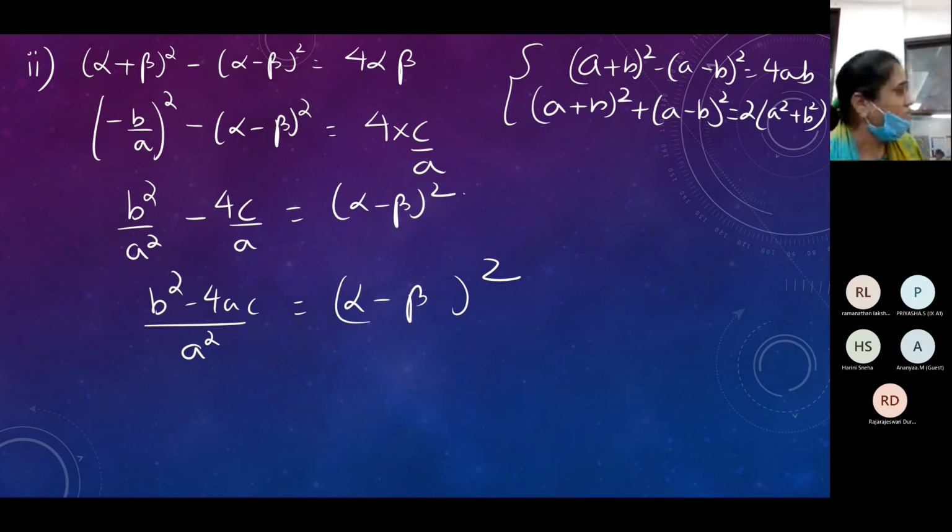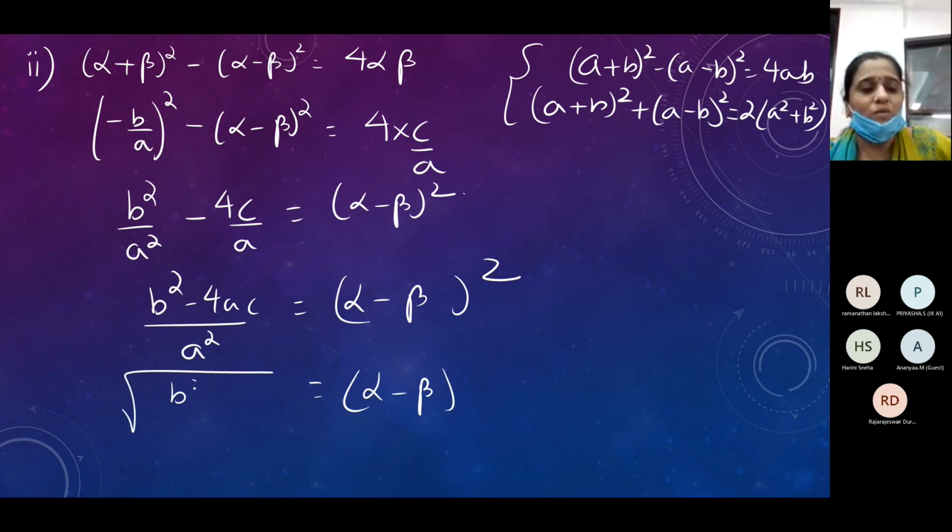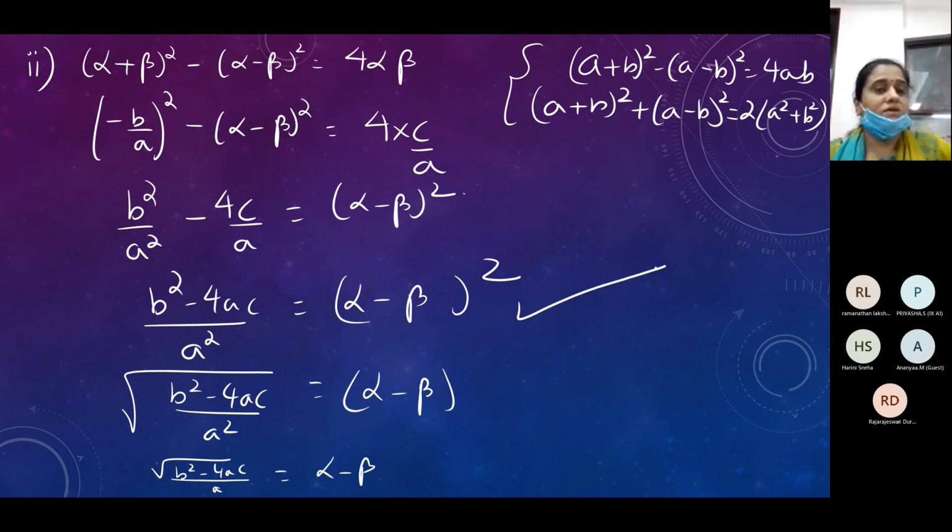If you had to find alpha minus beta, take the square root. Supposing you had to find alpha minus beta, then you need to take the square root. B square minus 4ac by a square, which will give you root of b square minus 4ac by a is equal to alpha minus beta. But here we stop at this step. So remember this identity. Yeah, we'll also do it like that. Yeah, one minute.